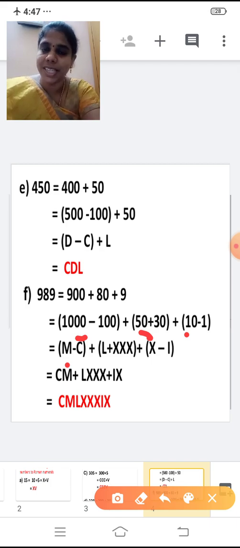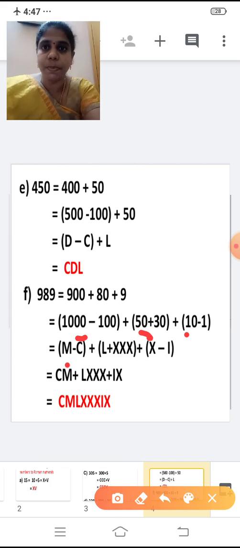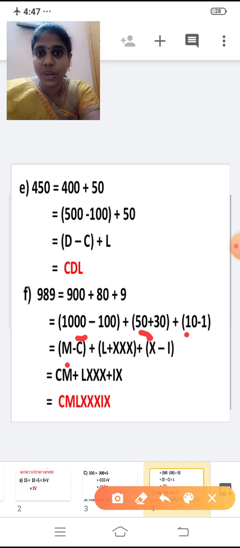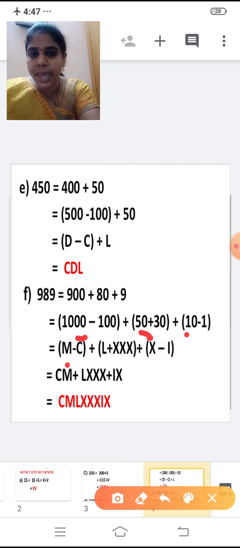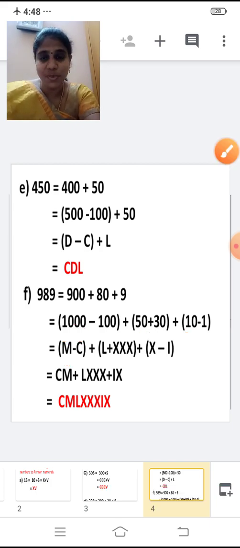So X minus I. Now M minus C, the value is CM, because the smaller one is placed before the larger one. Only if the smaller symbol is placed before the larger one can you subtract, right? So CM plus LXXX plus IX. So the answer is, add all together, CM LXXX IX. Shall we move on to the next one?